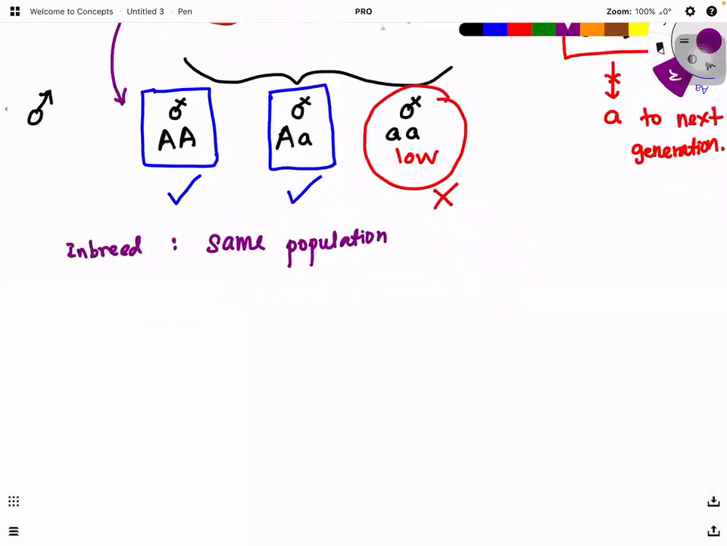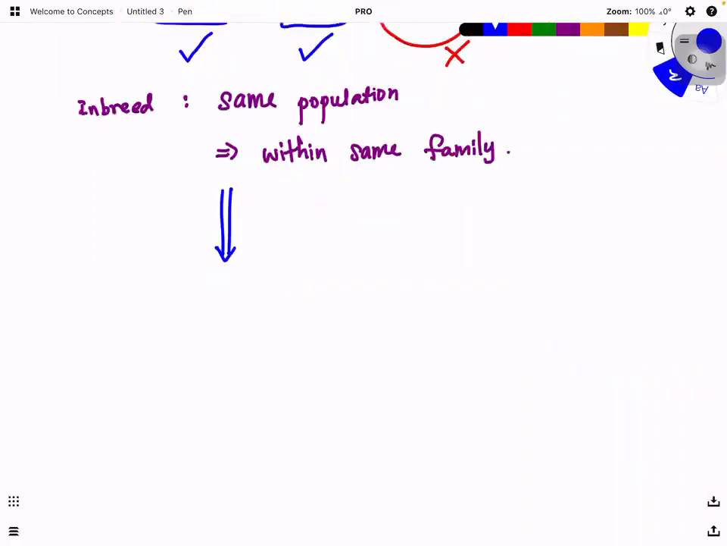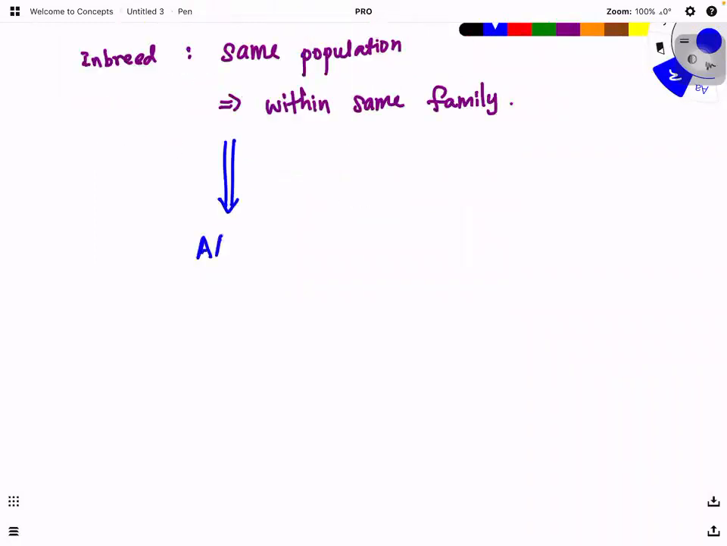So it means that it can be within the same family. Or, put in other words, between siblings, or between the parents and the offspring. Okay, so this inbreeding will continue. In this case, if you continue for many generations, most likely the genotype will be big A, big A. Can I say that inbreeding?